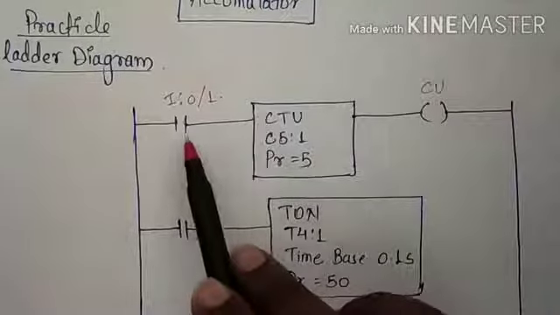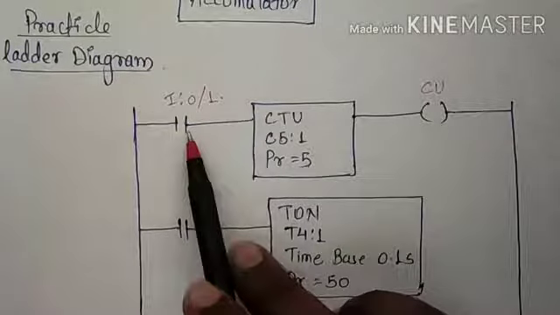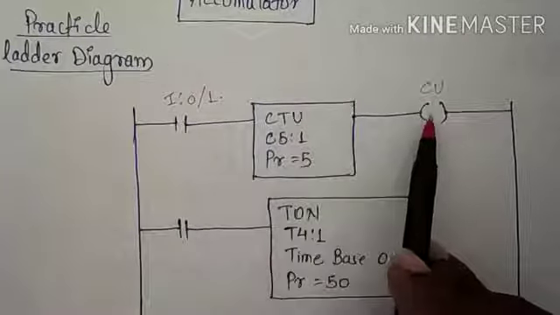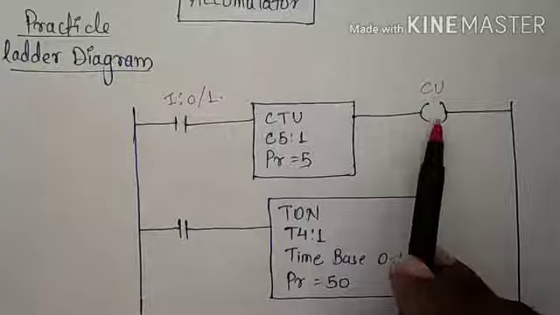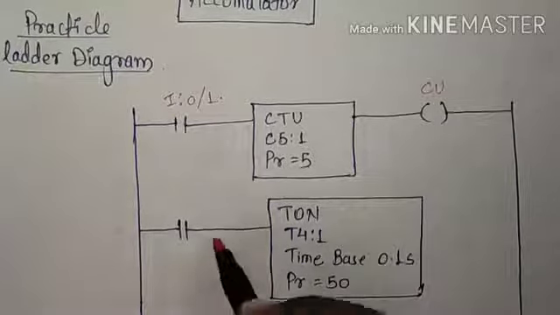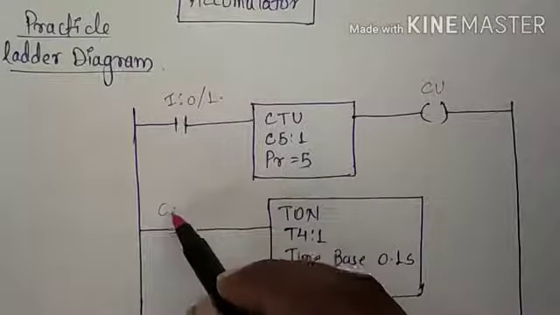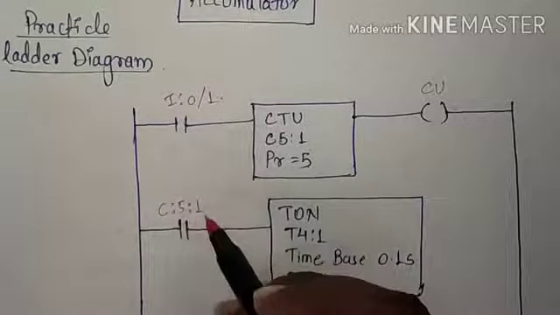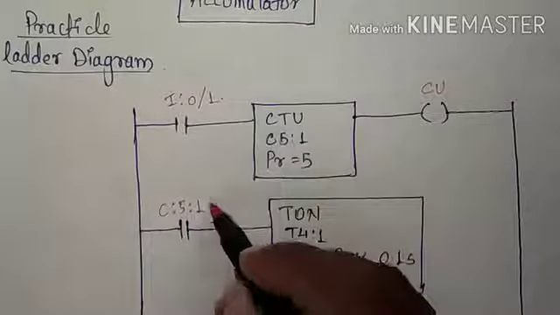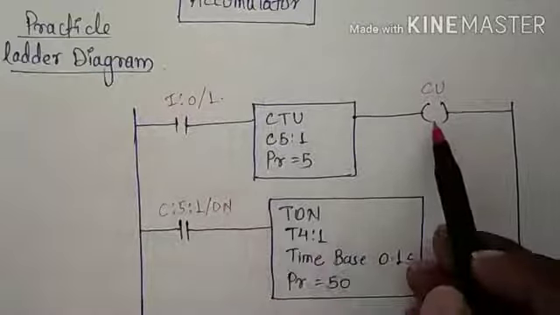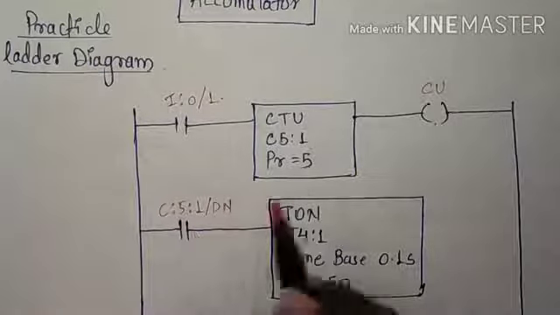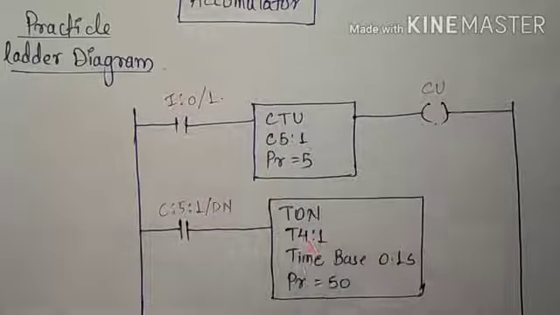Right, if I'm giving this input, then what will happen? This counter CTU will be enabled. Then, let's suppose this has an address of C5:1, the counter's done bit. If this is set, then the done bit of the counter will be set.